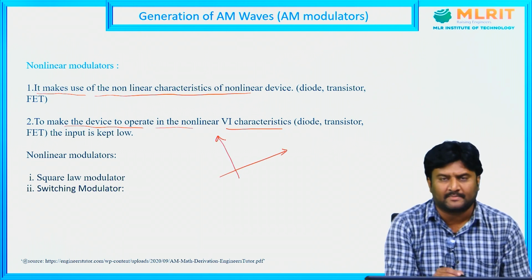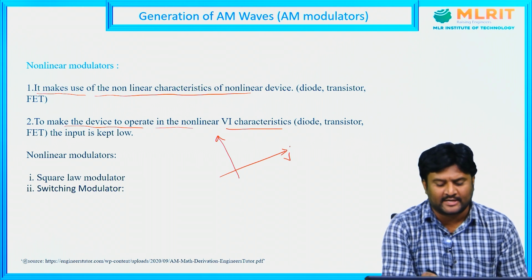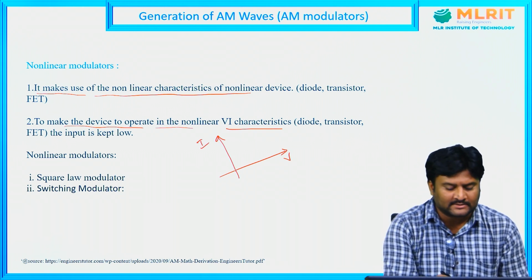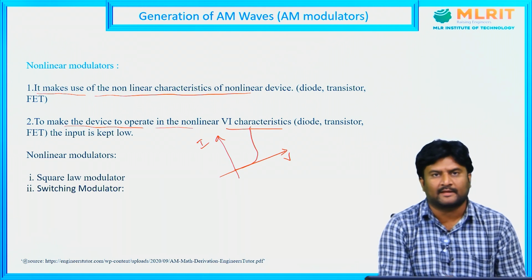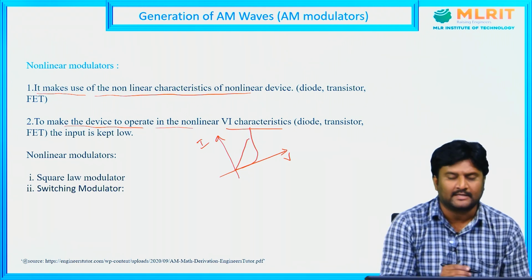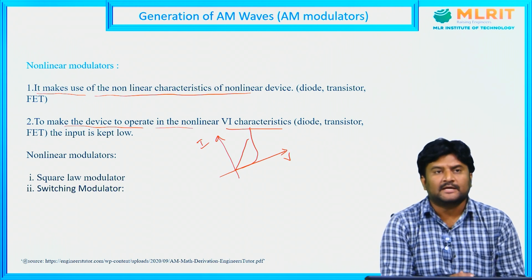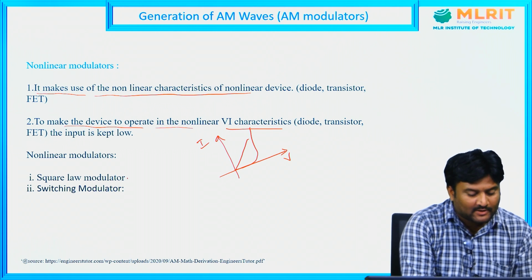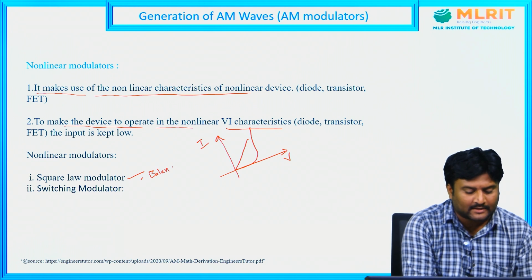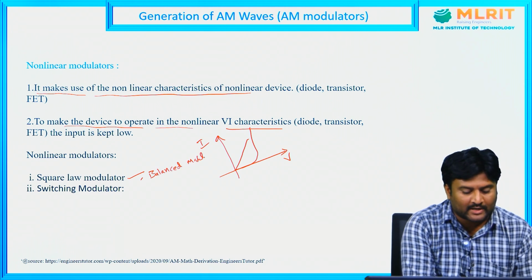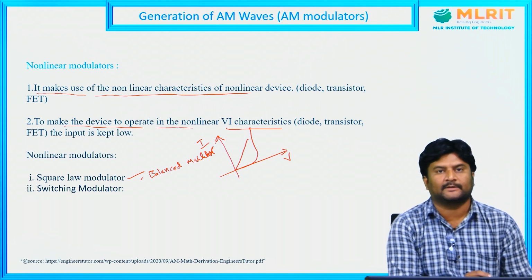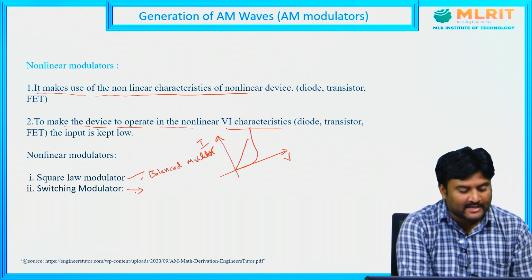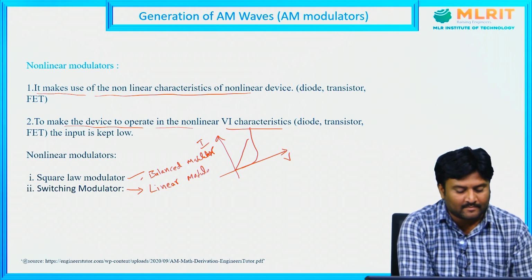What does non-linear mean? When you take voltage on the x-axis and current on the y-axis, this curve is non-linear. What is the linear condition? This is the linear nature. What are the examples of non-linear modulators? We basically have the square law modulator, which is non-linear, and also the balanced modulator, which is also a non-linear modulator. The switching modulator is the example of a linear modulator.